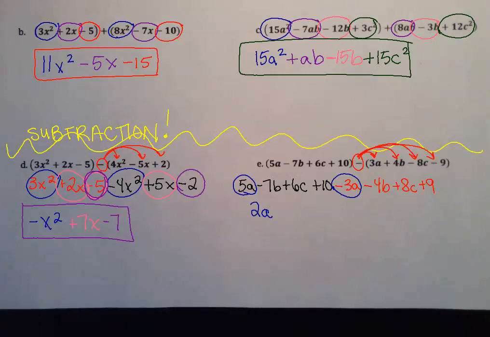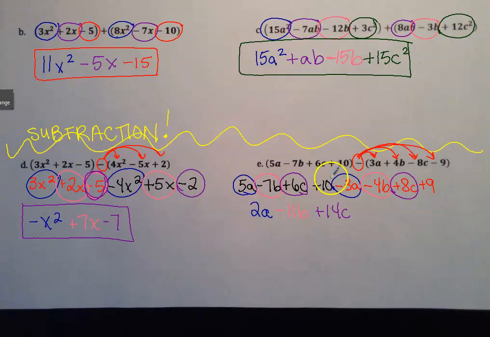Okay, next up then, our next term is a b. So we have negative 7b. Do we have any more b terms? Right here, right? We have a negative 4b. So negative 7 and negative 4 makes negative 11b. Okay, our next term is a c term. We have a positive 6c. Do we have any more c terms? Okay, good. It's positive 8. So 6c plus 8c is 14c.